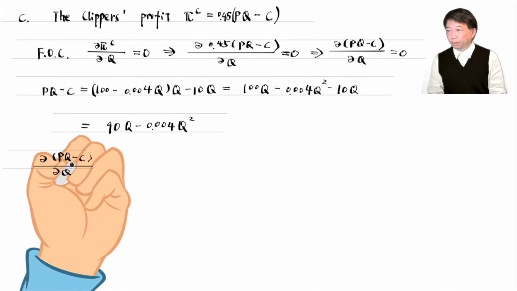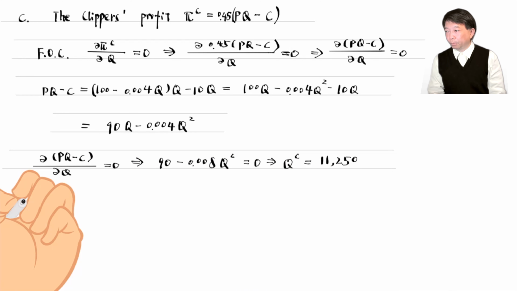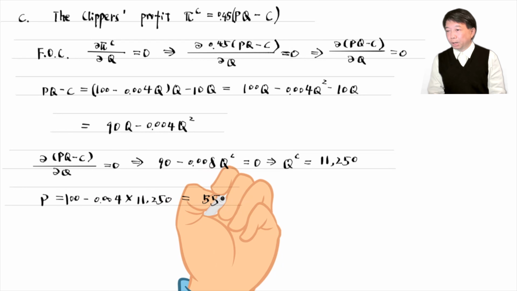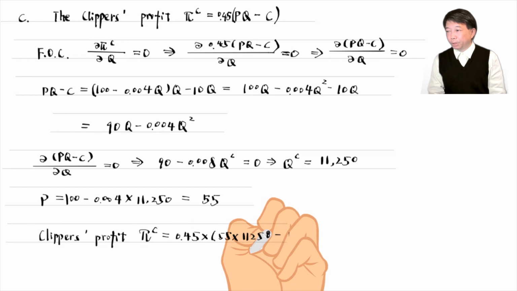The first order condition leads to the quantity of tickets sold, 11,250. The inverse demand function gives the ticket price of 55. We then calculate both teams' profits.